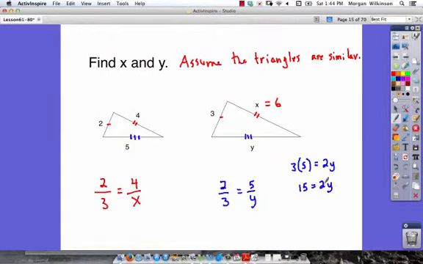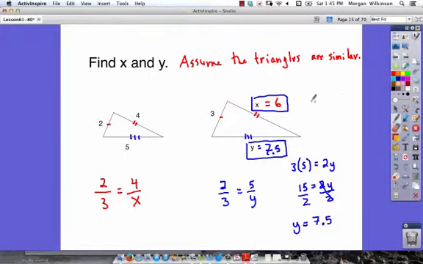Now, what number times 2 is equal to 15? We can divide by 2 on both sides to find half of 15. Half of 15 must be 7.5. And we've got our answer. We can report it as a decimal, or we can report it as a mixed number. We'll report it as a decimal today. So y is equal to 7.5. Whoops, we wrote y twice. y is equal to 7.5. We've got our final answers. We can move on to our next question.